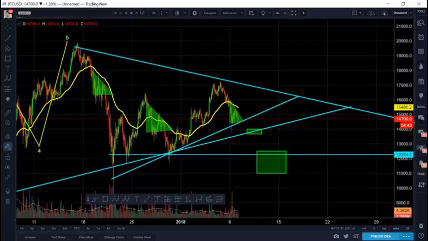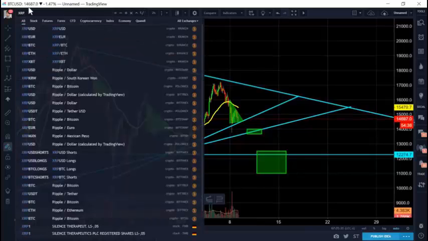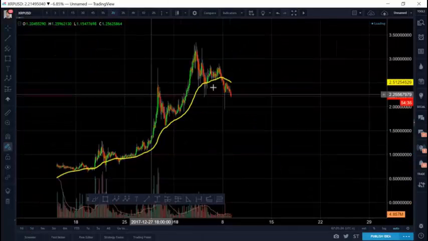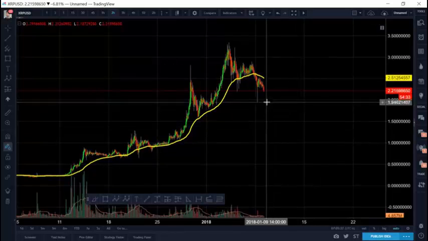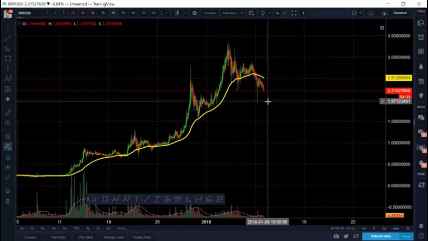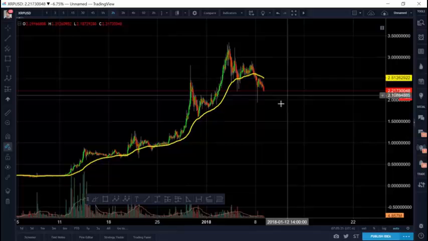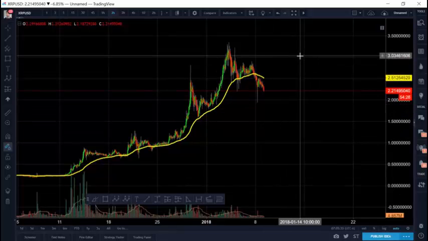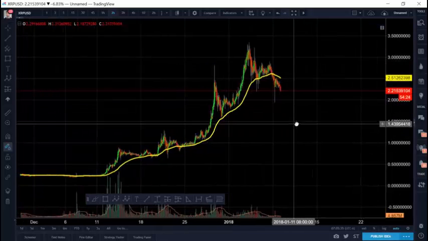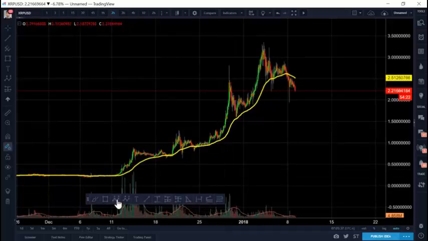So everything that Bitcoin does affects Ripple. And that's a key note to remember, that you need to be staring at a Ripple chart and a Bitcoin chart simultaneously at the same time. If you're not, you're doing it wrong. I'm going to give you guys so many different scenarios.